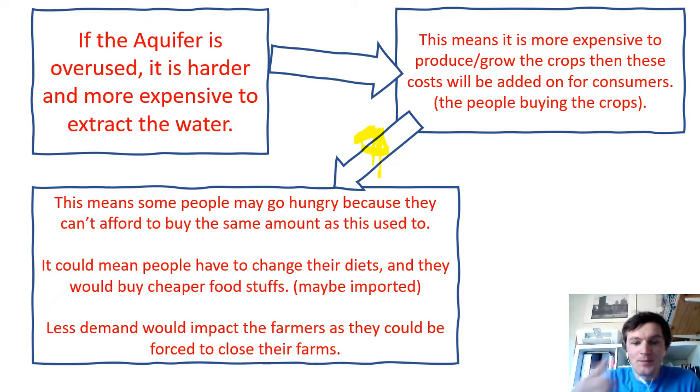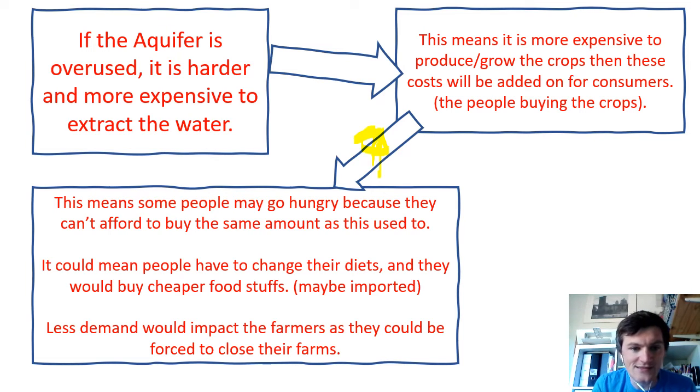Now, this means some people may go hungry because they can't afford to buy the same amount of food as they used to. So if you increase the cost, not everybody's wage is going to go up. Therefore, people might not be able to eat. It could mean people have to change their diets and they would buy cheaper foodstuffs, i.e. they may buy imported food. You might buy food from a different country because it's cheaper, because they've got different rules about how to grow it. Or it could mean that less demand impacts the farmers and they could be forced to close their farms. So all of these little issues come about by the fact that we're overusing the water in the aquifer.